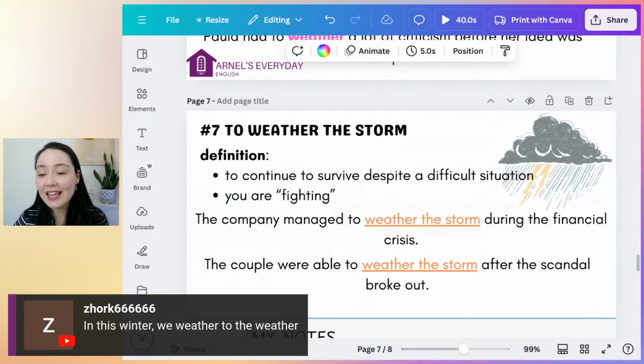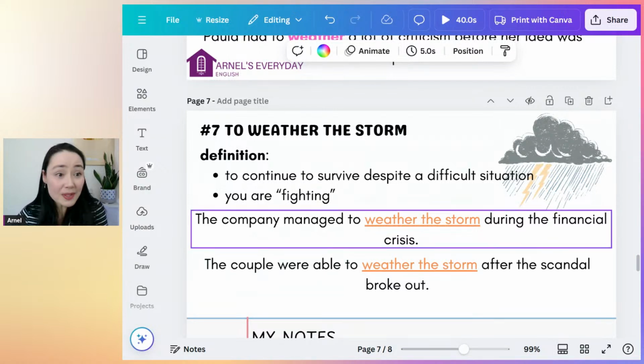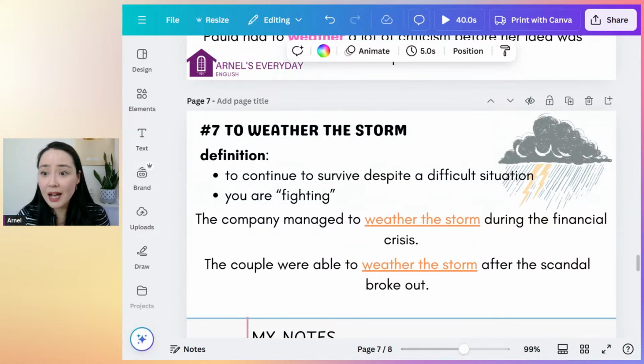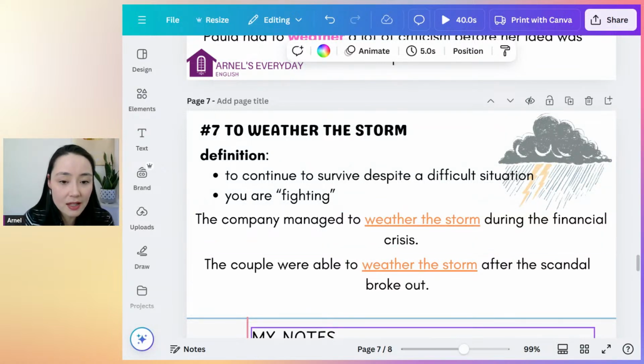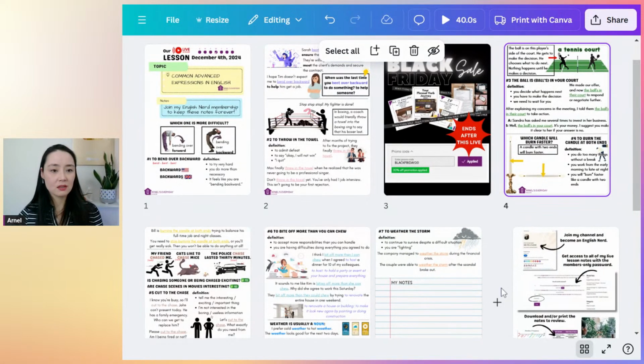Zork says, in this winter we weather the weather. Yeah, that's kind of fun. You weather the weather. Good. Right, that was the last one. You guys gave me such amazing examples. I mean, really, you guys have got this. It's really nice. Let's take a look. We've gone through everything. Perfect.